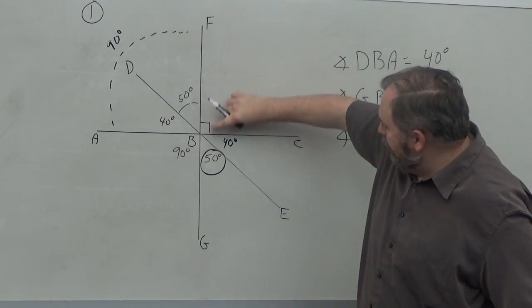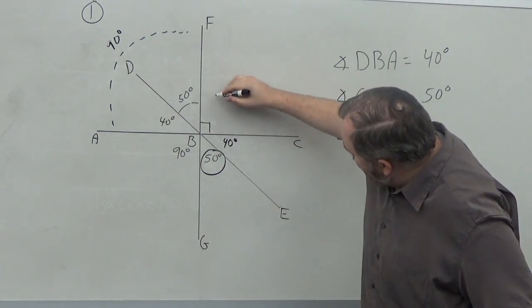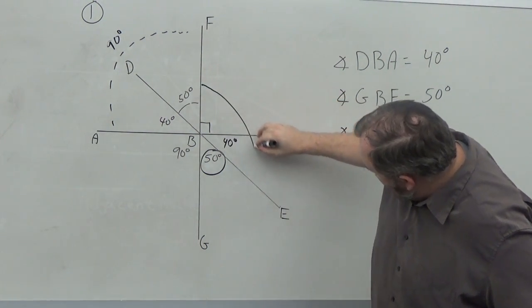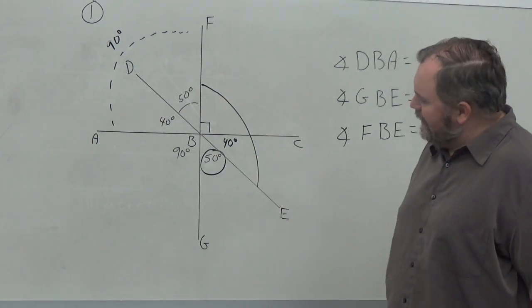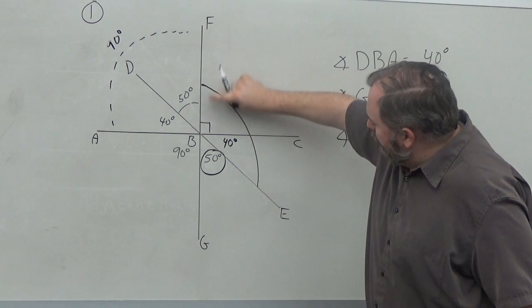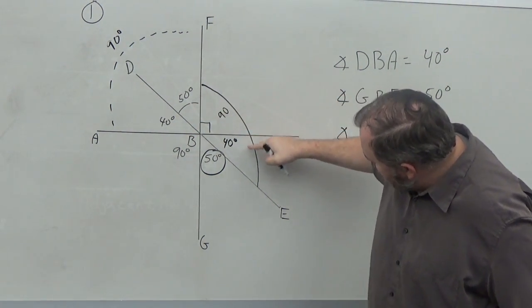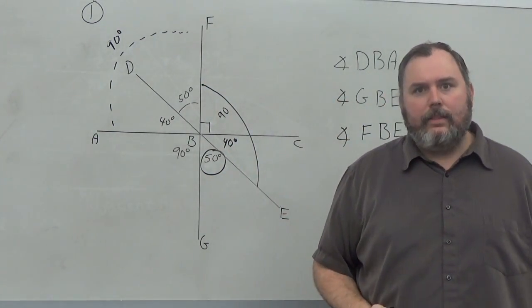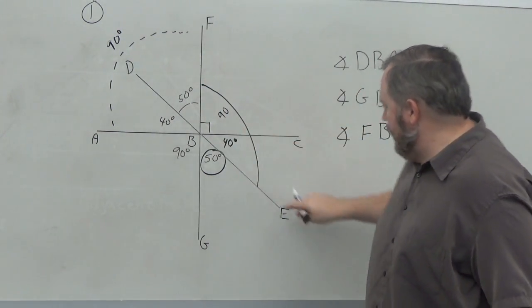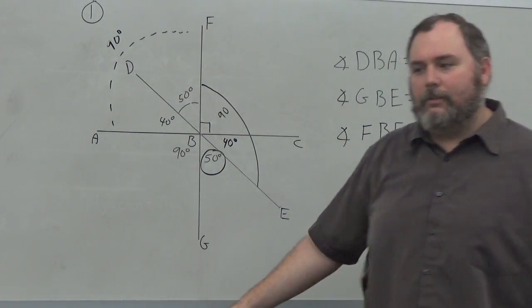FBE. Uh-oh. FBE. That consists of this area right here. Sorry, I don't have another color for you. But that's not so bad because it's this angle, which is 90, and this angle, which is 40, and since they are adjacent, we can combine them and say FBE is 130 degrees. Man, I'm good. All right.